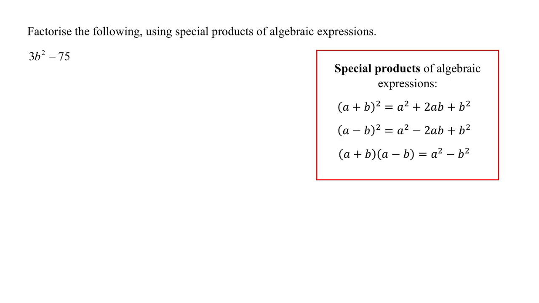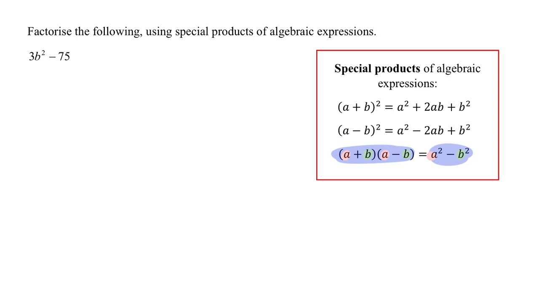Factorize the following, and at some point of the working, make use of this special product. Of course, I see that there's only two terms. I'm going to make use of this special product, and later on, I will need to find what is my A and what is my B, so that I can substitute neatly.